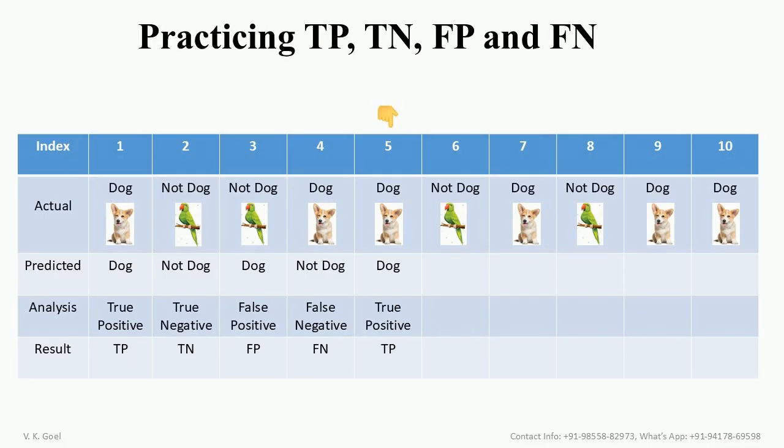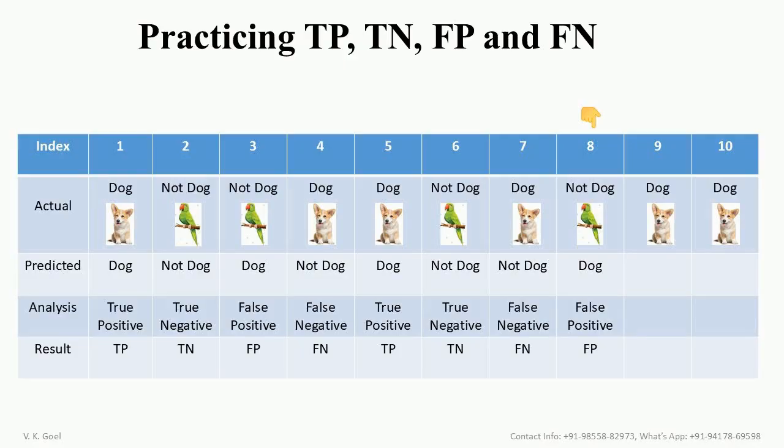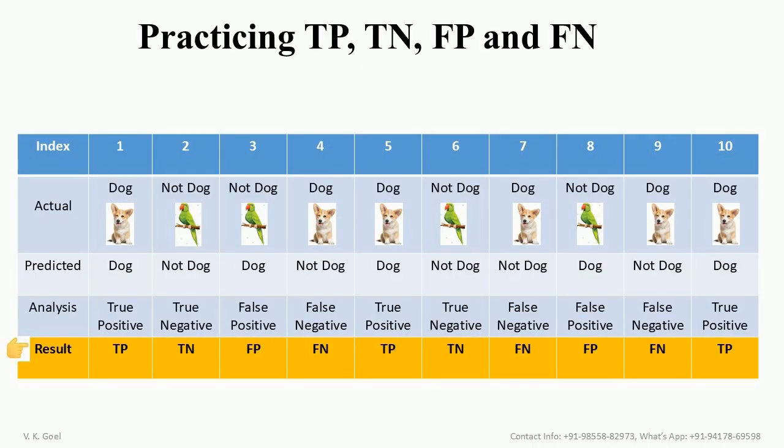In the same way, case number 5 results in true positive, that is TP. Case number 6 is interpreted as true negative, that is TN. Case number 7 is an example of false negative, that is FN. Case number 8 is false positive, that is FP. Case number 9 is false negative, that is FN. And finally, case number 10 is true positive, that is TP. All the results are compiled in the last row as final results.